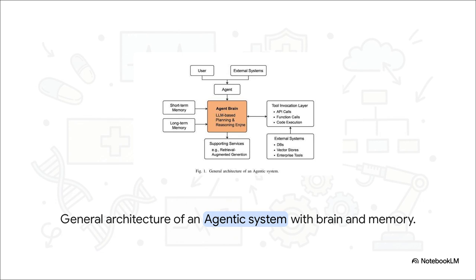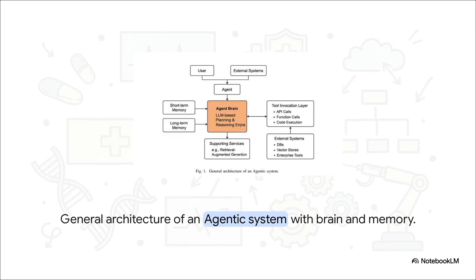Now, what's really interesting about this architecture is how perfectly all those biological metaphors map onto the rigid technical side. The data flow is fascinating. You've got the user and external systems feeding data straight into the agent. Right in the middle sits the agent brain, leaning heavily on its LLM-based reasoning engine. Notice how short-term and long-term memory directly feed into this brain, constantly providing context.